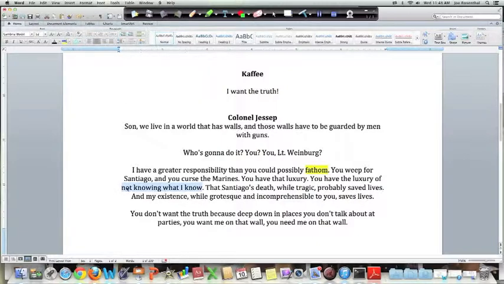See, he's talking about not knowing. So maybe fathom has to do with knowing. Like I thought, it was understand. It looks like that is what it means.